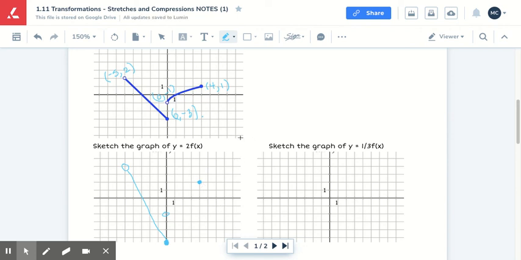And like I mentioned a minute ago, wherever it crosses the x-axis is going to be a point that stays, even if you're stretching or compressing vertically. So I'm going to go ahead and take the x-intercept from this one and put that on this graph as well, to give me an extra point to go through since this one is curved. And then I'll connect them using the same shape.